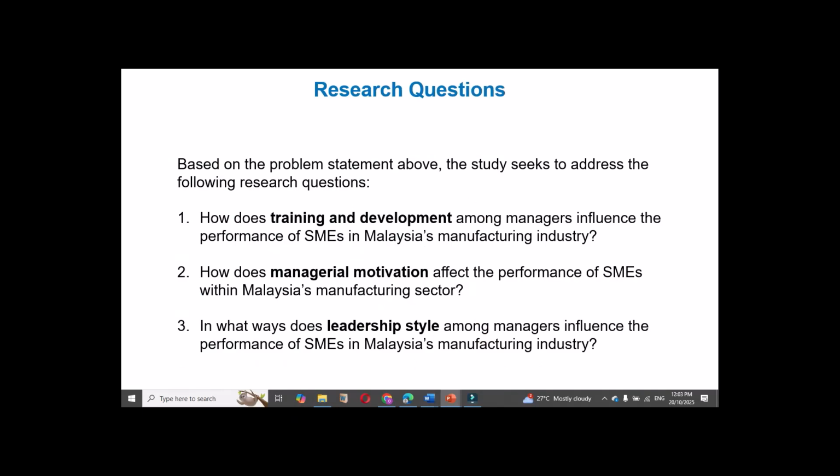Based on the problem statement above, the study seeks to address the following research questions. Number one, how does training and development among managers influence the performance of SMEs in Malaysia's manufacturing industry? Number two, how does managerial motivation affect the performance of SMEs within the Malaysia manufacturing sector? Number three, in what ways does leadership style among managers influence the performance of SMEs in Malaysia? So there are three areas we are looking at: training and development influence, managerial motivation influence, and leadership style influence. Take note of that, as that will be the area by which we develop our framework later.